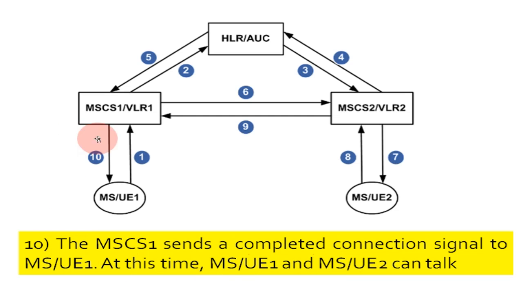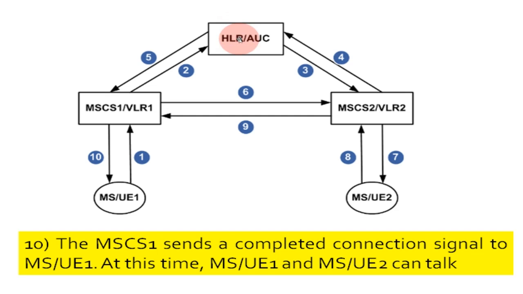Let me repeat. We have step 1 here. MS1 is going to dial the number of MS2. The MSC1/VLR1 is going to receive this information, which is the called number. It first of all analyzes the number and checks if it can actually route this call to the HLR. After number analysis, the MSC1 is going to query the HLR. Is MS2 registered under you? The HLR is going to say yes.